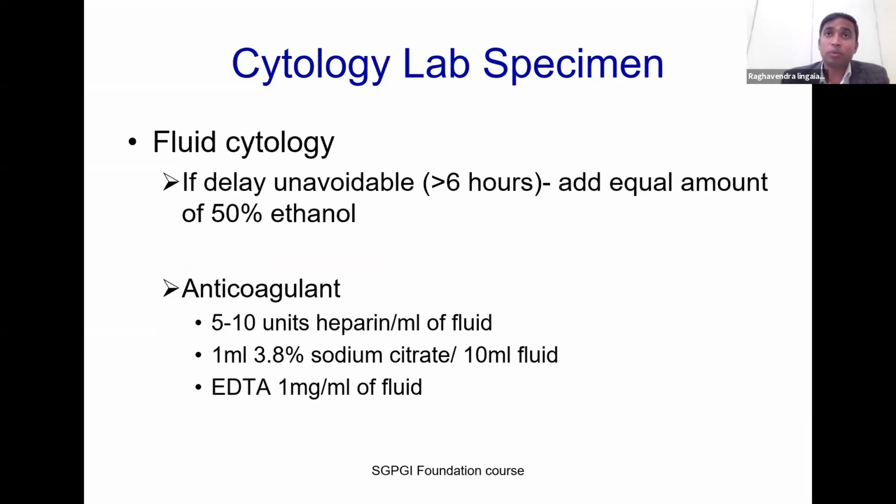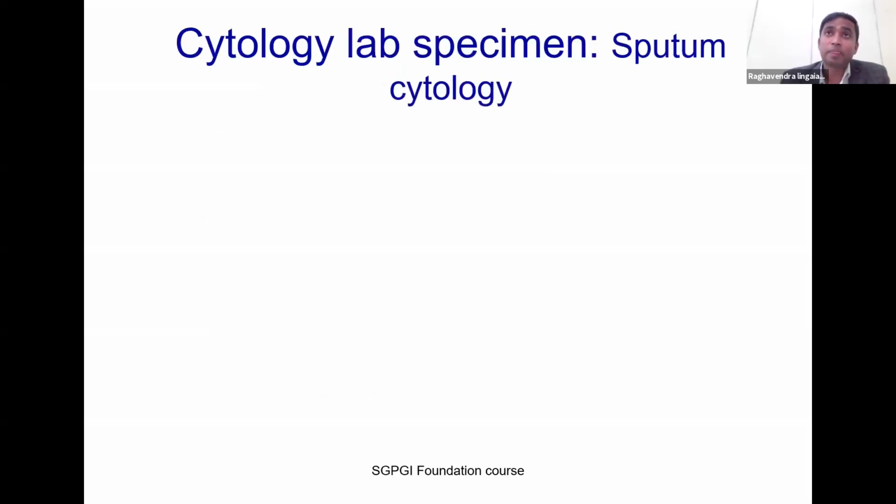You should label it properly. If a delay is unexpected, that is, for more than 6 hours, put an equal amount of ethanol, that is 50% ethanol. You can add anticoagulants also. If you are sending synovial fluid or ascitic fluid, which is too turbid, you can add 5 to 10 units of heparin per ml of fluid, or you can send it in an EDTA container also.